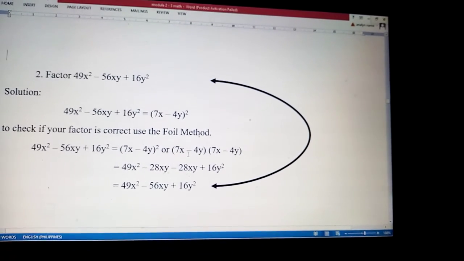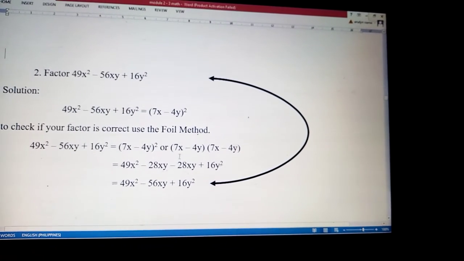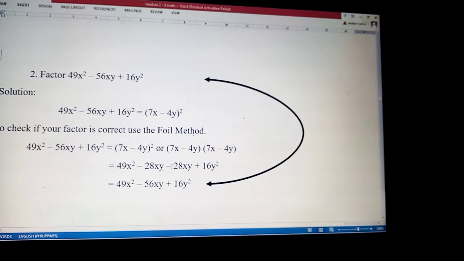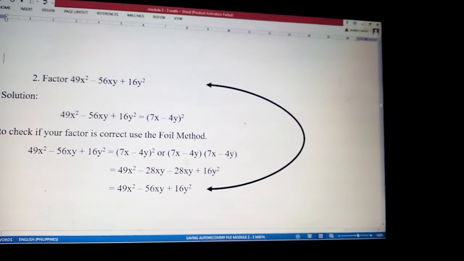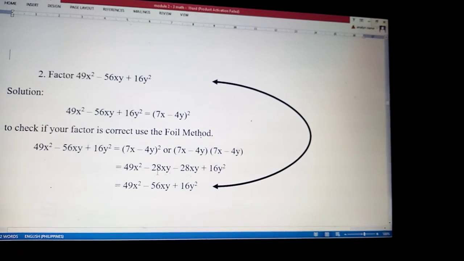Remember that if we multiply negative to negative, the answer is positive. And if we multiply negative to positive, the answer is negative. Positive to positive, the answer is positive. And positive to negative, the answer is negative.